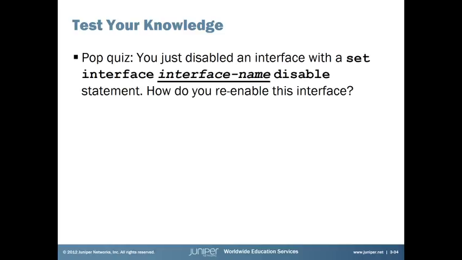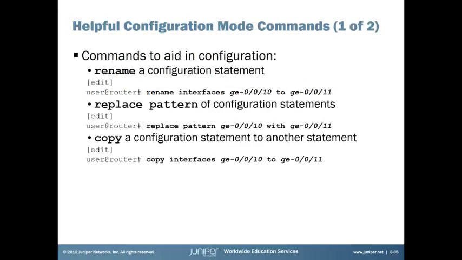Exactly. What you would do is you'd go delete interface GE 0/0/1 disable, and it would then take the disable off, and then you commit that. Okay, so you've deleted the disable command.